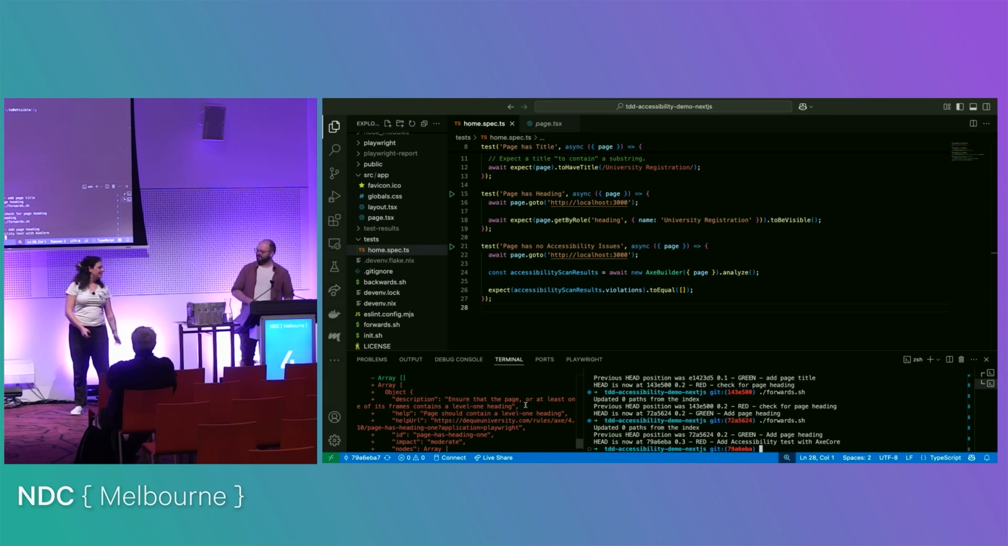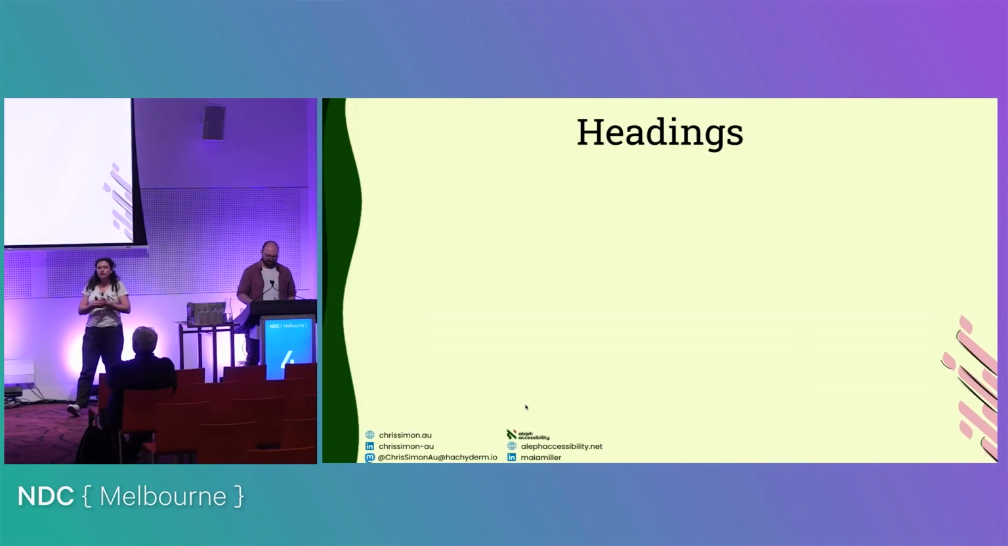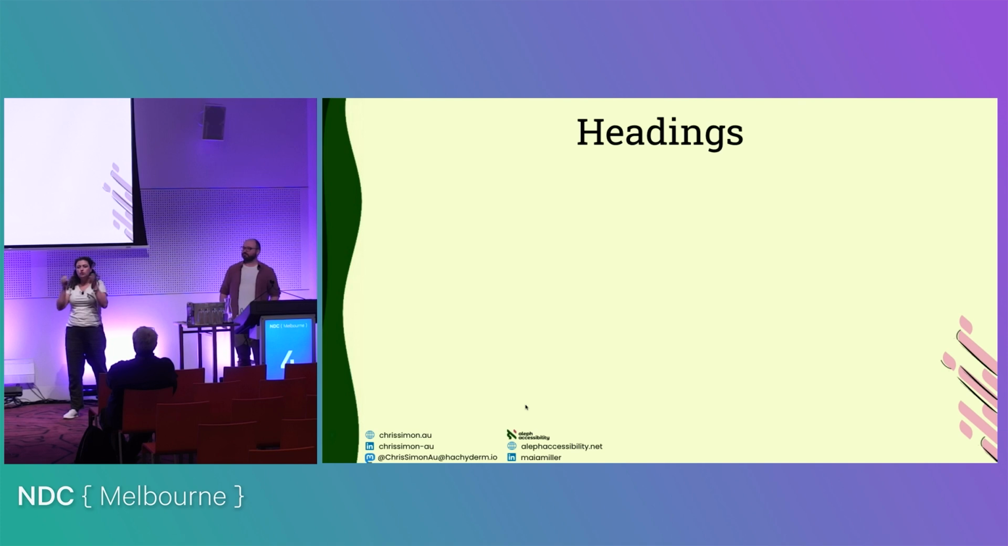Right, so if we can switch to the slides as well. I've got slides, it's like I prepared. So headings are really important on a page for all sorts of users to understand what's going on. So as a sighted user, I would look at a page and scan it visually to get a sense of what's going on on the page.